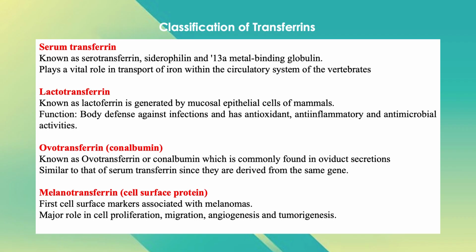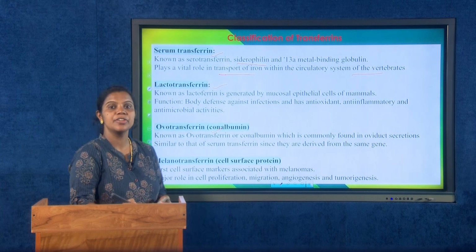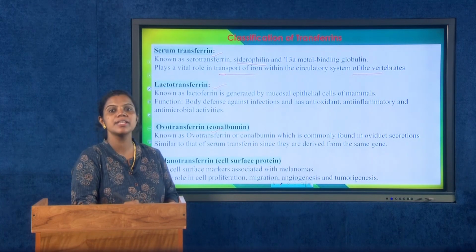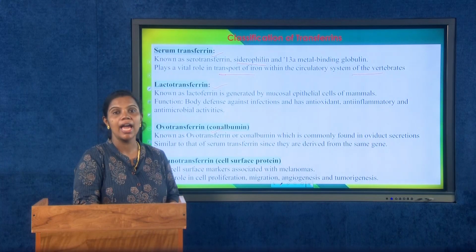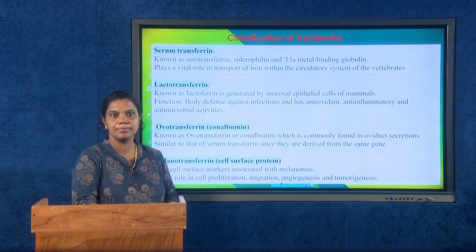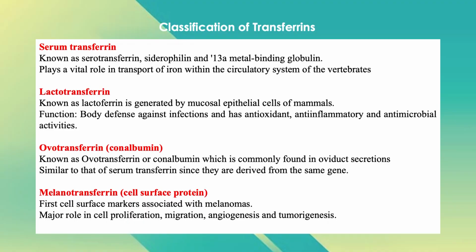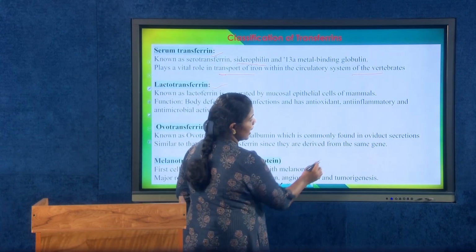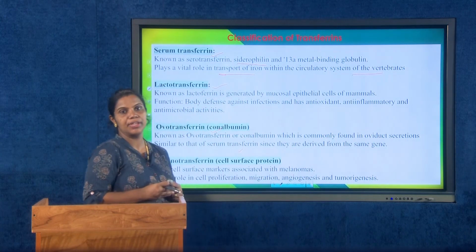Next we will see lactotransferrins. These are generated by the mucosal epithelial cells in mammals. Their function is body defense against infections, and they have antioxidant, anti-inflammatory and antimicrobial activities. Next, ovotransferrins or conalbumin are commonly found in the oviduct secretions. Similar to serum transferrin, they are derived from the same gene as serum transferrins.